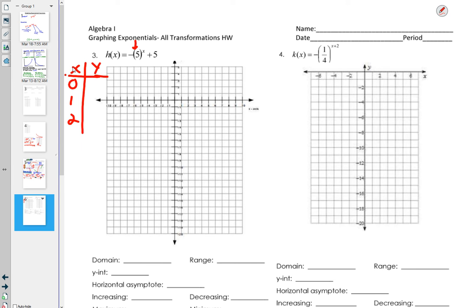What is 5 to the 0 power? 1. Anything to the 0 power is 1. What is 5 to the 1st power? 5. What is 5 squared? 25. Okay, so these are starting points, parent points. We're going to use this to start off, but these are the points that are going to go through the portal and get transformed. We're going to transform them by using A, H, and K. What's the A here?